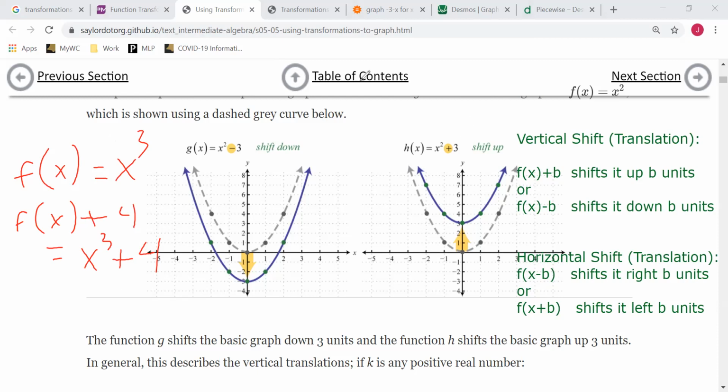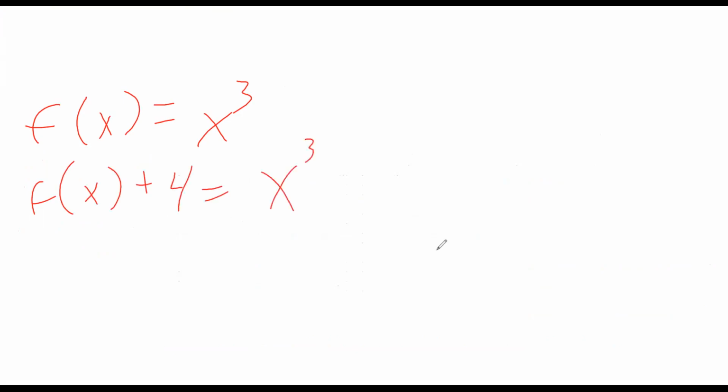I need more white space. Sorry, let me rewrite that. So let's say you had x cubed. If I do something to the entire function, I do it there.